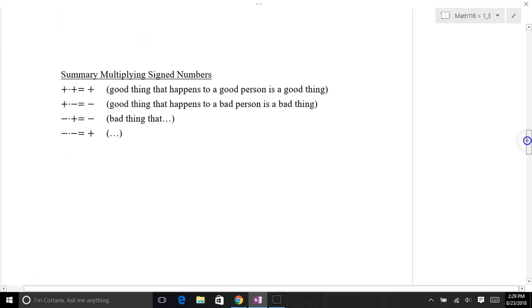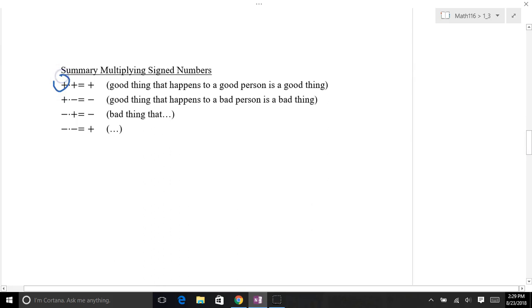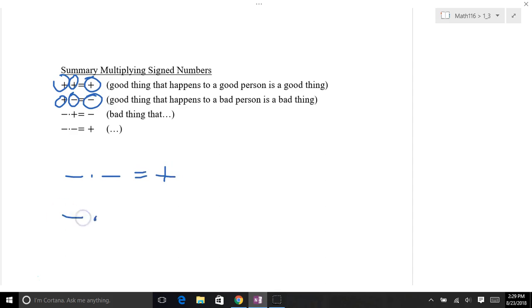So how I remember that is, a good thing that happens to a good person is a good thing. A good thing that happens to a bad person is a bad thing. A bad thing that happens to a bad person is a good thing. A bad thing that happens to a good person is a bad thing, right? So those are the four scenarios. Positive times positive is positive, positive times a negative is a negative, negative times a positive is a negative, but a negative times a negative is a positive. A bad thing that happens to a bad person is a good thing.